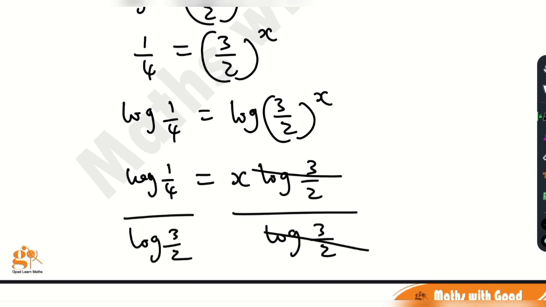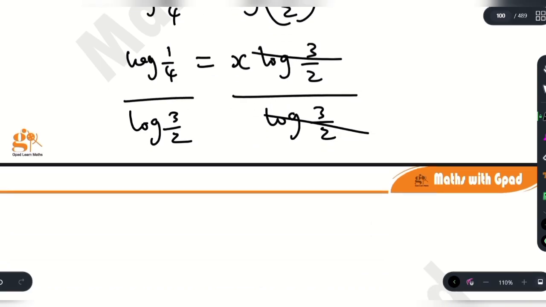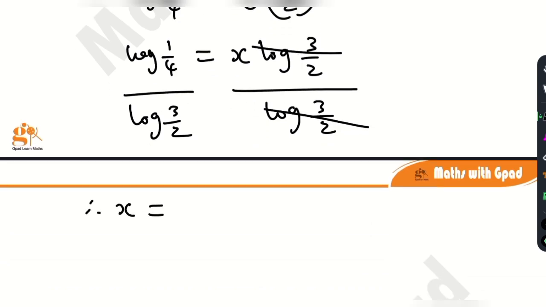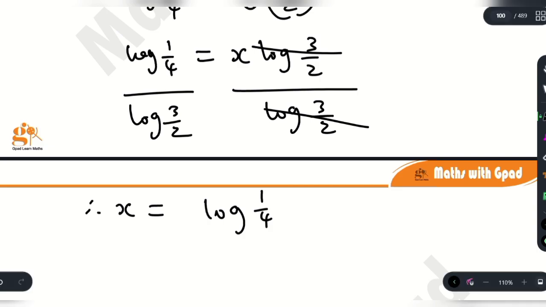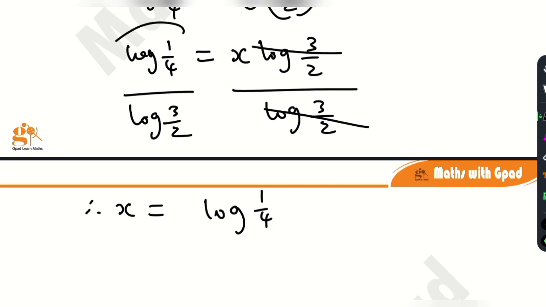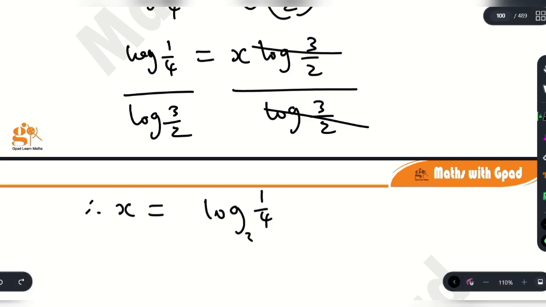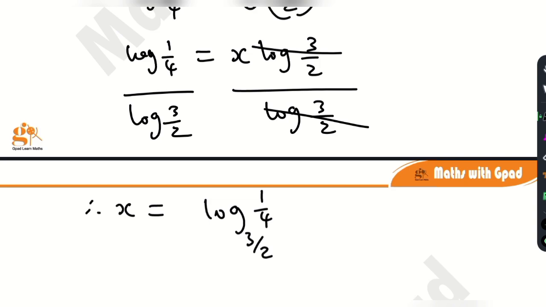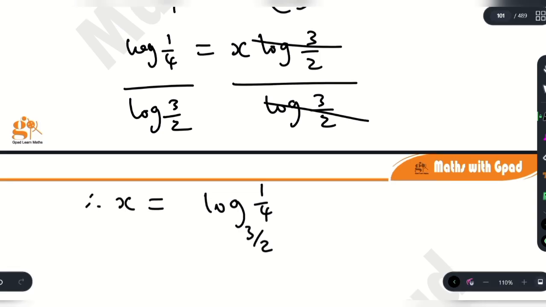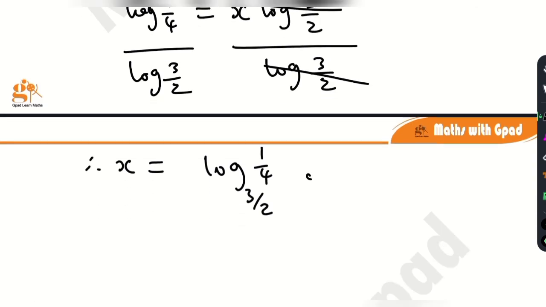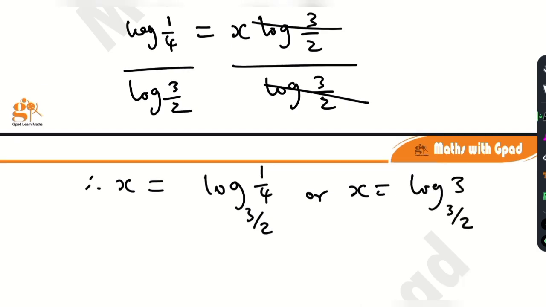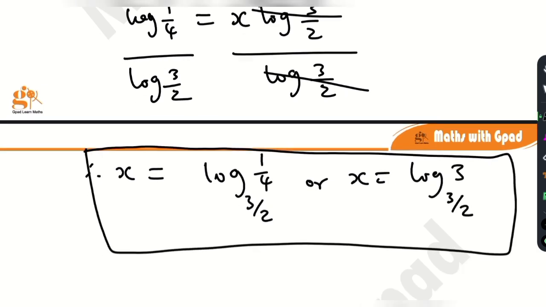So this cancels this, and then x is equal to what? Log 1 over 4. Now, still using that change of base I told you about, I want to make this become a single logarithm. So this will become the new base. So I'll just put it here, 3 over 2. Now this is the other value of x. Let me bring them together. So x is equal to this, or x is equal to what? Log 3 base 3 over 2. Now we have the values of x.